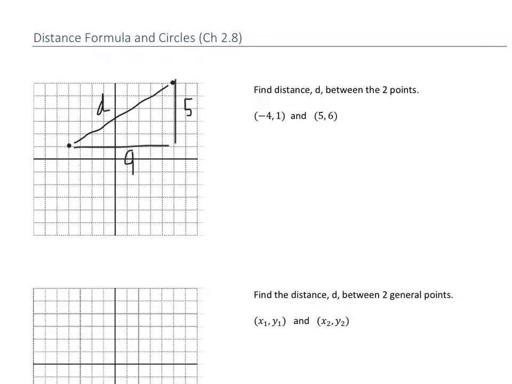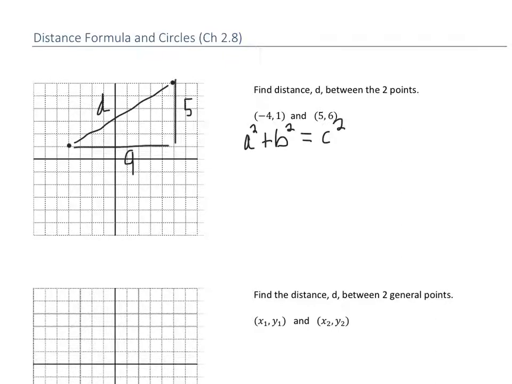So now what we're going to look at is count the boxes on the vertical side here. We got 5 units there. And on the X side, if you count those out, there are 9 units. And the distance over here is unknown, so we're just going to call that D. So we do have a right triangle, so we can apply the Pythagorean theorem.